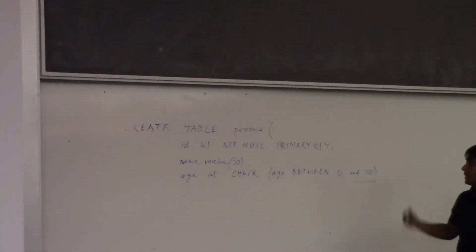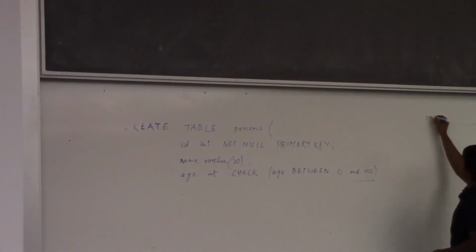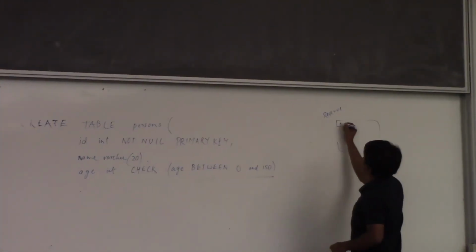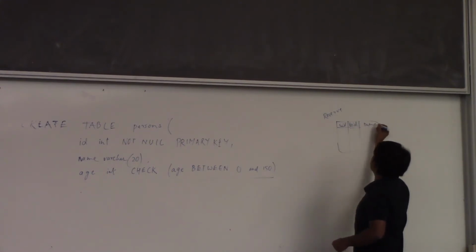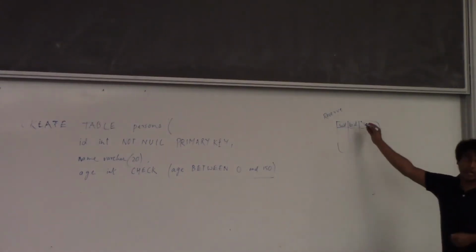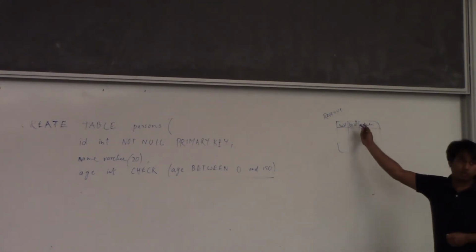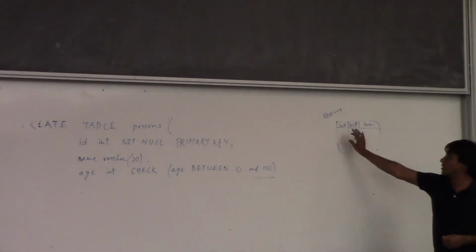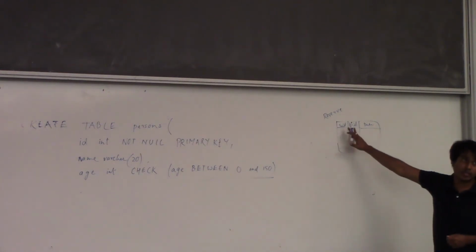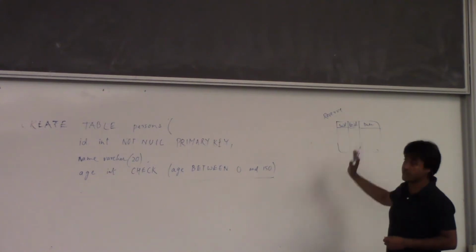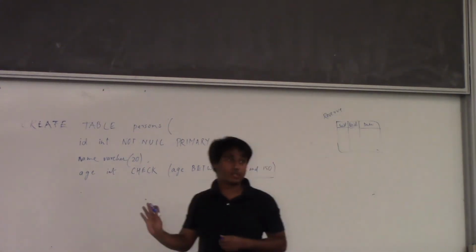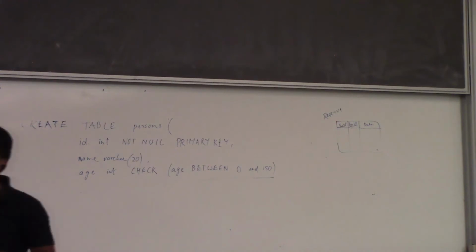Okay. But suppose I want to create a table that looks like reserved, where I have SID and BID, and date. Those two combined make the primary key, right? So I have to specify this one as a table constraint, not the column constraint. Okay?